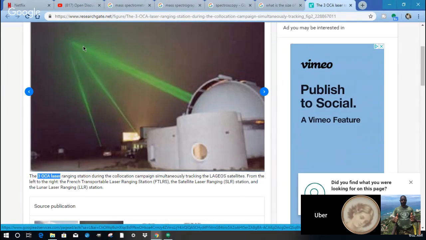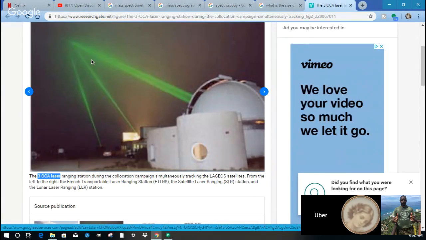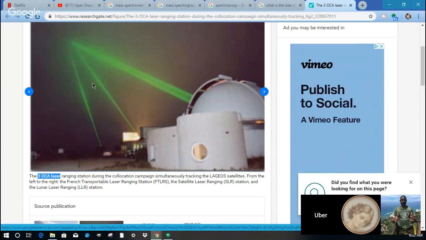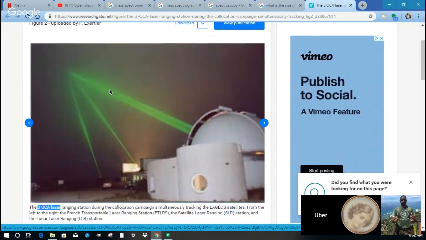But those lasers are disappearing in the clouds right there. Are they shooting up into clouds? That's stupid. That is a retarded picture.